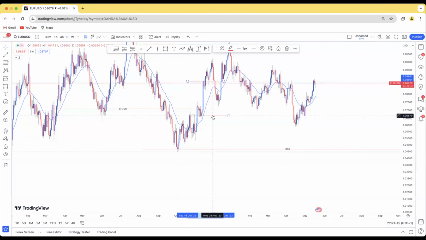And then from this level here, we had a break of structure giving us this high, and from this level another break of structure giving us this high. Then all of a sudden we had a shift in structure, which gave us this new low here. Remember, it's just a shift of structure, not a break of structure.